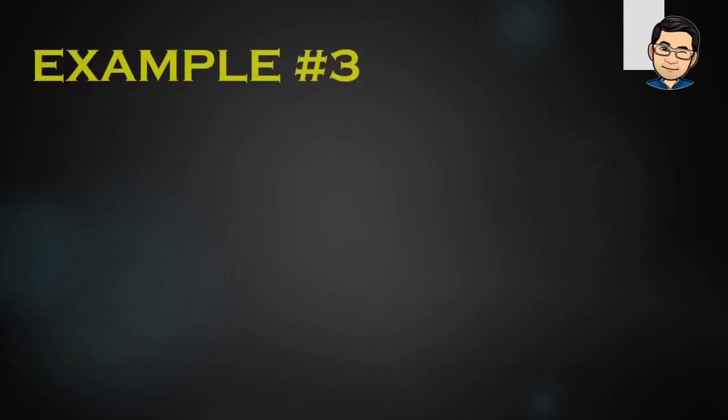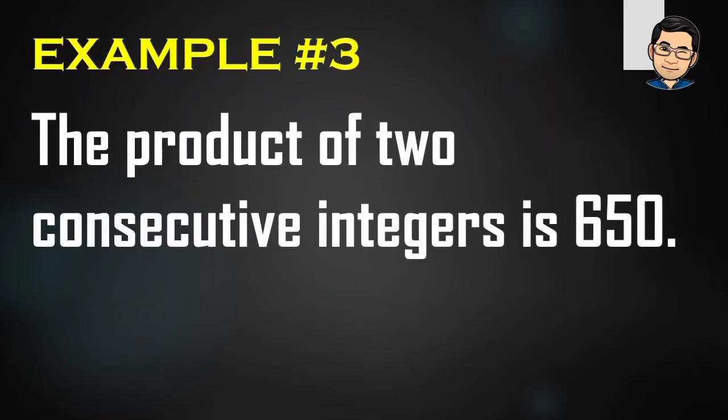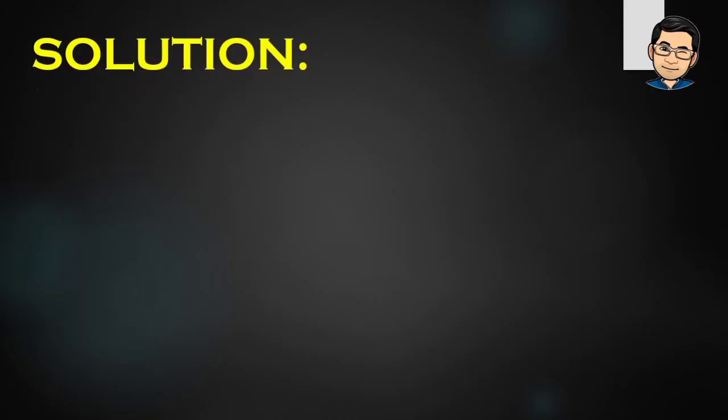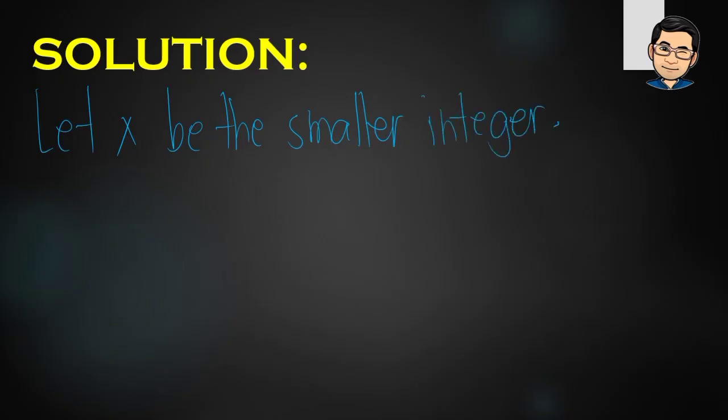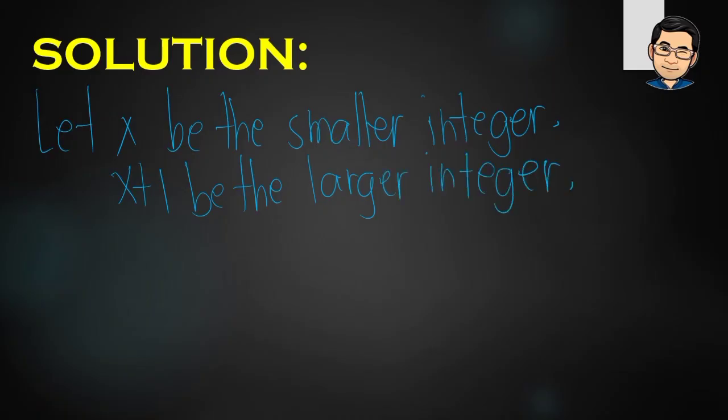So, for example number 3, we have the product of two consecutive integers is 650. So, when we say consecutive, magkasunod. So, for our solution, let x be the smaller number or integer. And then, x plus 1 be the larger integer. So, since ang product nila is 650, ganito ang magiging equation niya. X times x plus 1 equals 650.